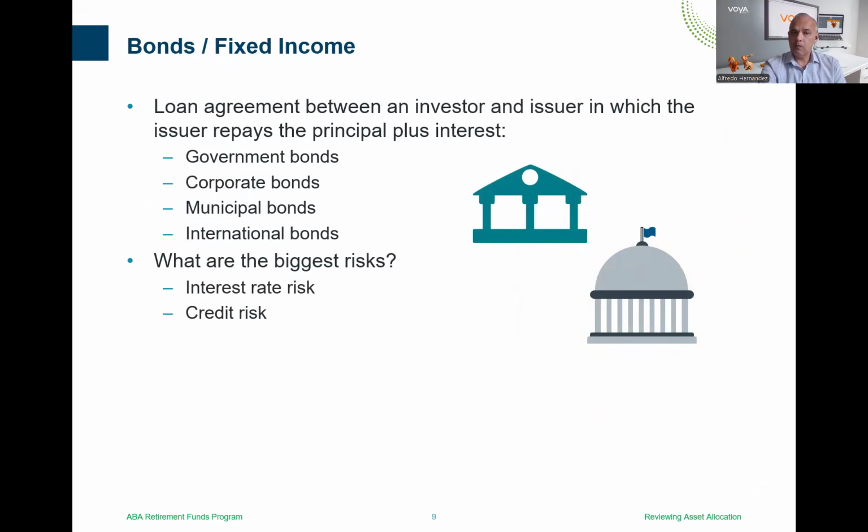Now, when it comes to bonds or fixed income, bonds can be issued by government, corporations, municipalities, as well as international governments, right? Composing of those international bond funds, U.S. bond funds. So it is important to understand the type of fund that you are choosing. Now, when it comes to bonds, the biggest risks are interest rate and credit risk.